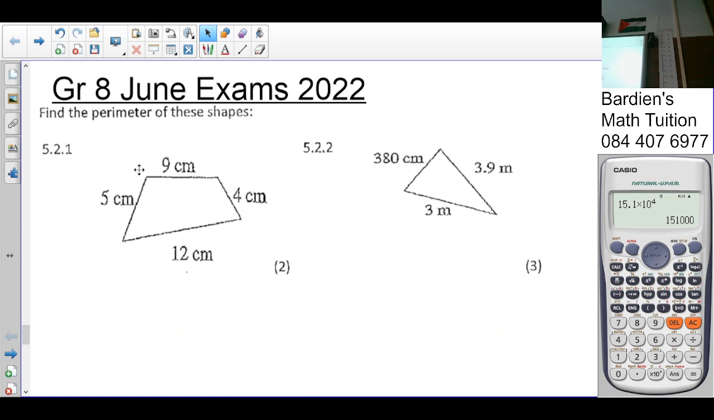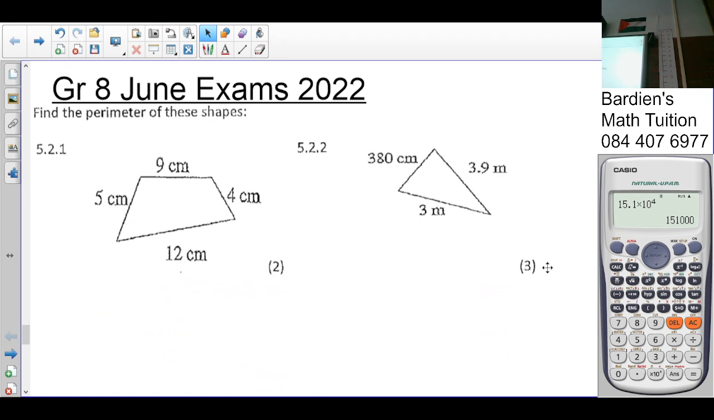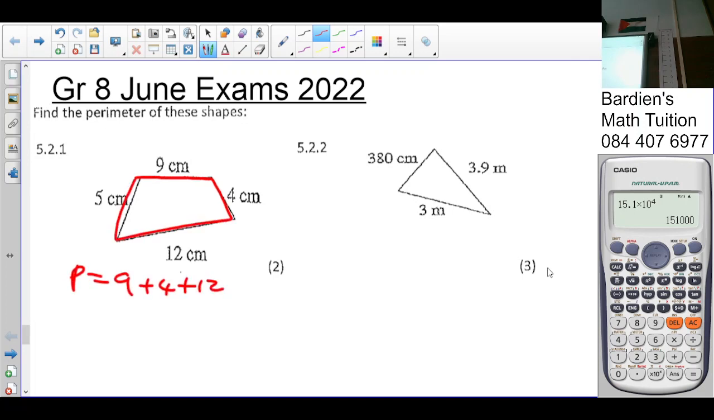Question 5.2.1. Find the perimeter. The perimeter is the sum of the lengths on the outside. So it's going to be 9 plus 4 plus 12 plus 5. They're all in the same unit, so it's fine. So it's 13, it's 25, it's 30 centimeters.